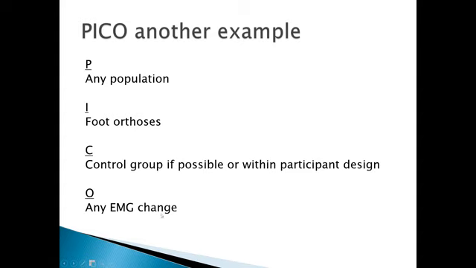So again, this might change. We might decide that, okay, there's not enough evidence around neuromotor control and EMG, so maybe we want to look at kinematics and kinetics and the effects of orthotics on that in any population. So you can change these around depending on what question you want to look at.